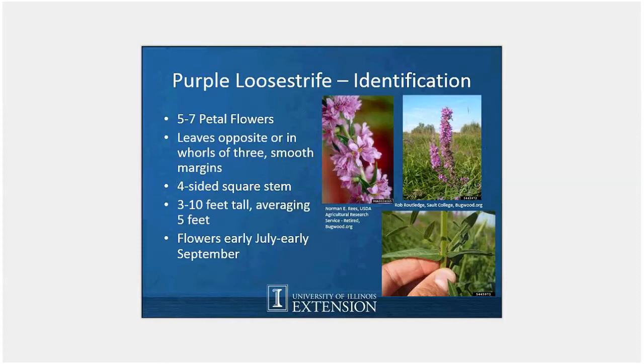With our purple loosestrife, usually we have about 5 to 7 petals. You can see in that close-up picture a really great example of that world purple color. Those leaves are opposite. One of the best identification features, and you can hopefully see it pretty well in that bottom right-hand picture, is that the stem is square. And so it should be very easy to feel and see that square stem.